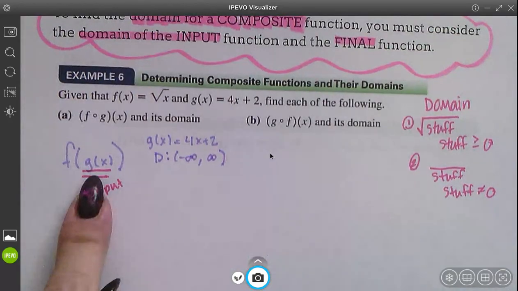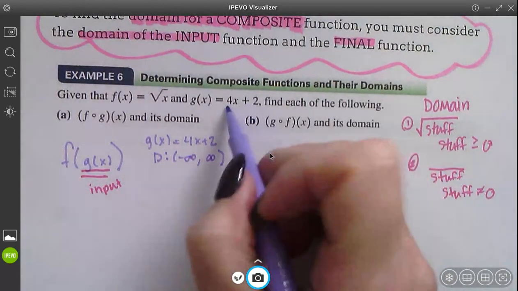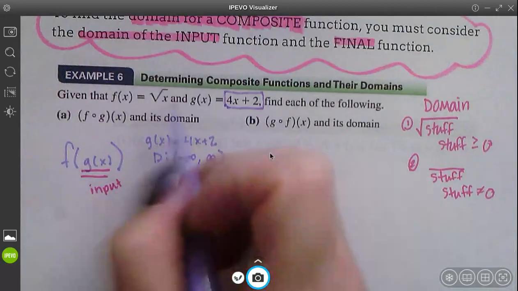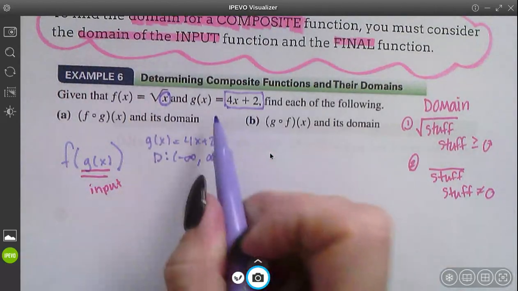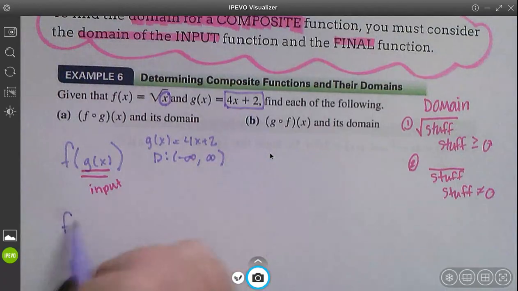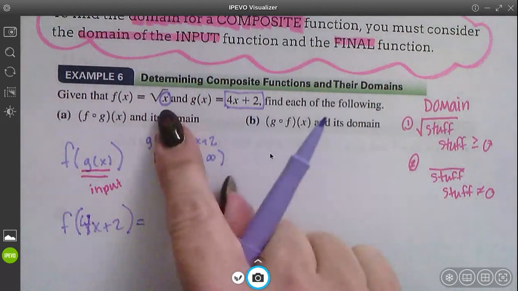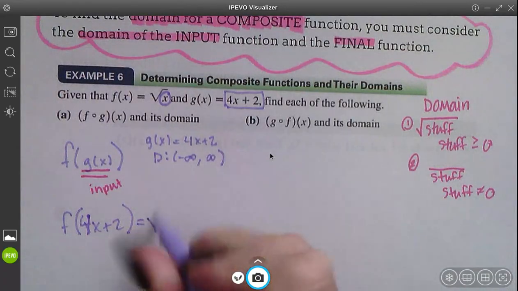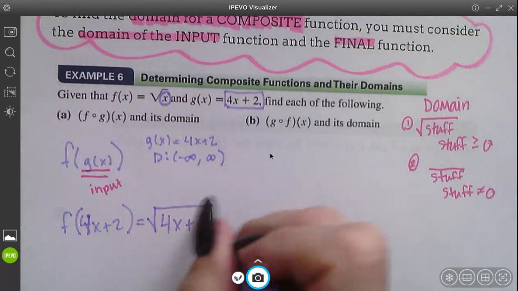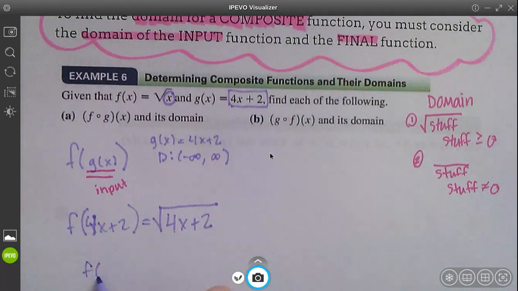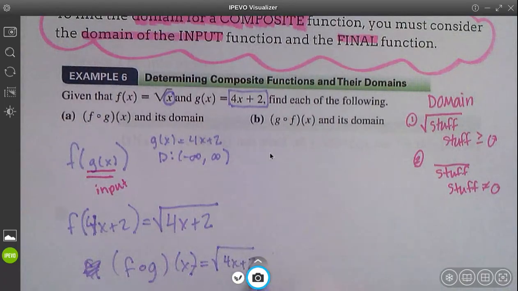Now we're going to do f of g of x. So that means I'm going to take g of x, which was my input, and replace the x in f of x with whatever g of x is. So f of g of x means f of 4x plus 2, because that's what g of x is, which means replace the x's in f of x with 4x plus 2. So that will be square root of 4x plus 2. So this is the answer to f composed with g of x. It's square root of 4x plus 2.